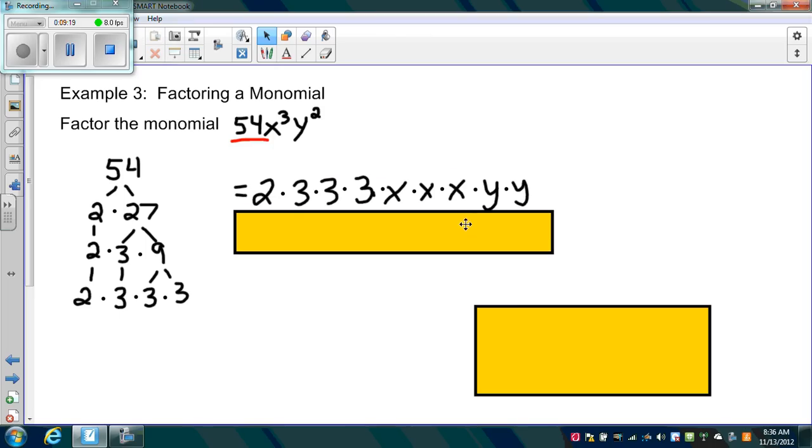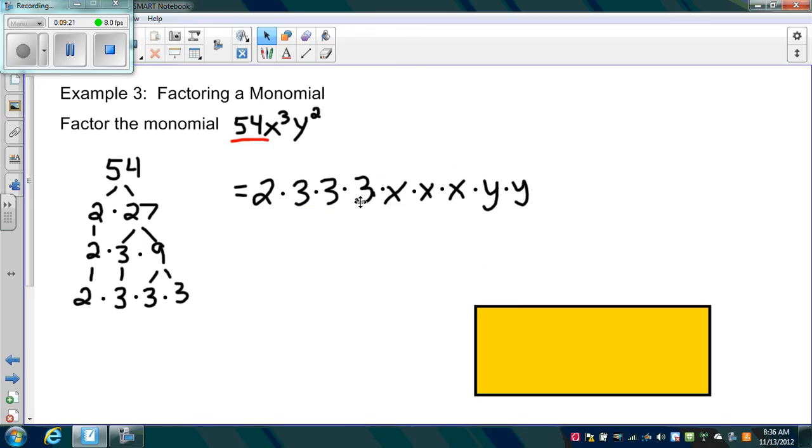And then this x times x times x, since there's 3 x's, and y times y because there's 2 y's. So this would be factoring a monomial. And in this case, you'll see we get rid of those exponents. So instead of writing it as 2 times 3 cubed, we're getting rid of that. So monomial, meaning there's only one of each.